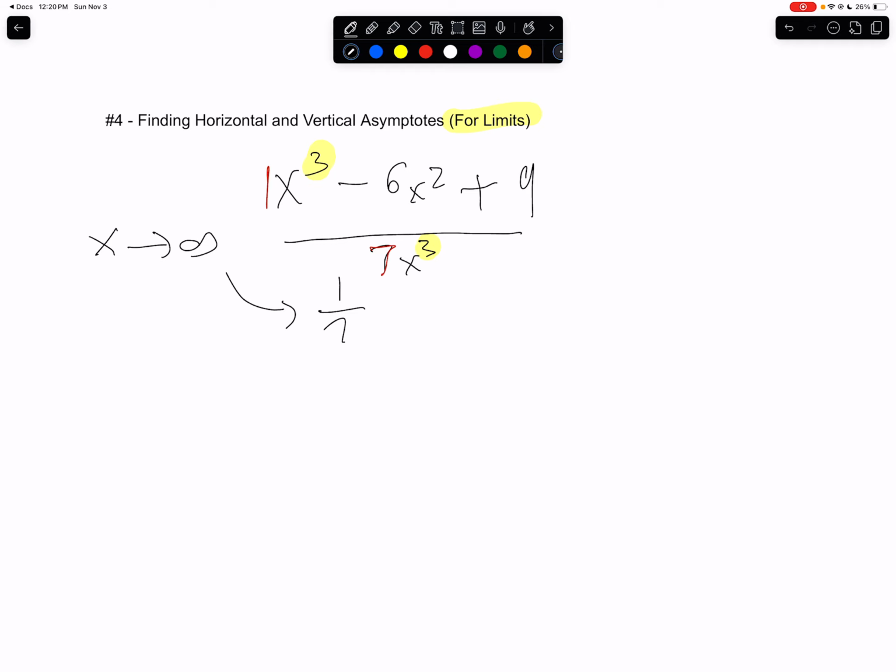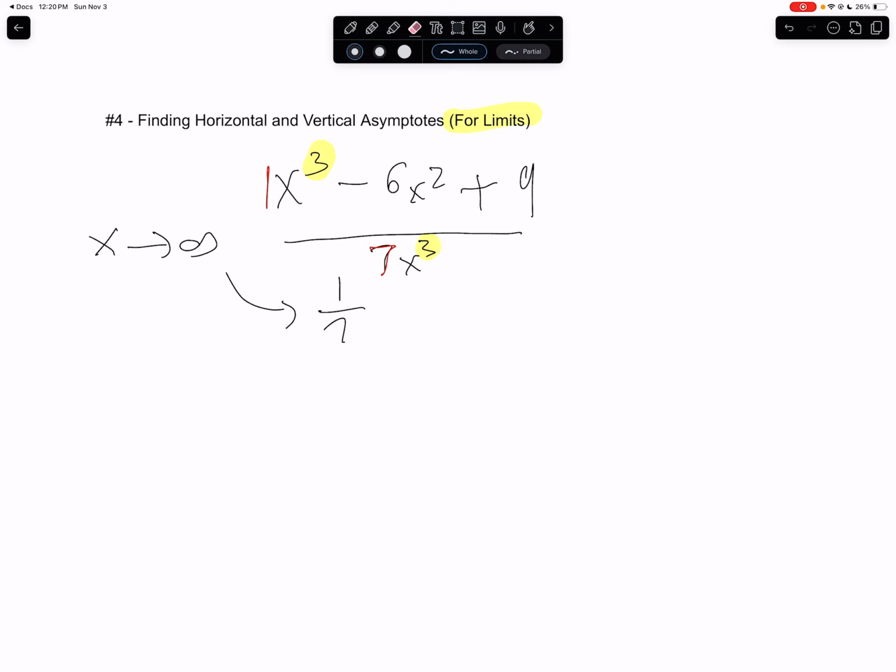The horizontal asymptote guides the end behavior of the function, and it's the ratio of the coefficient of the numerator's highest degree term and the coefficient of the denominator's highest degree term. It's the ratio between the two, from numerator to denominator. So that's really it for horizontal asymptotes.